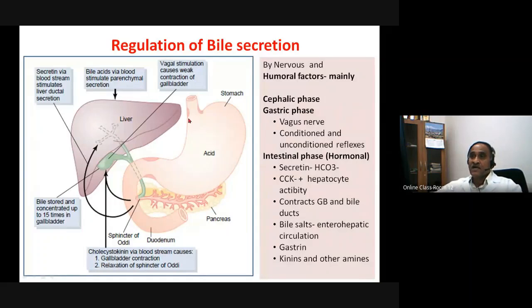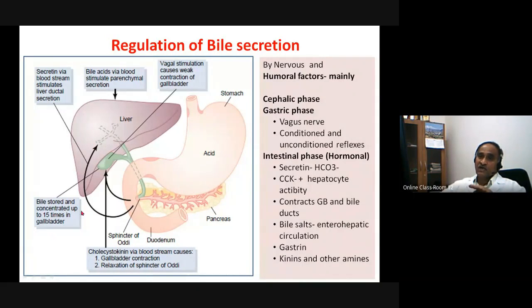Here you can see that vagal stimulation causes a weak contraction of the gallbladder. I have already said, this contributes very little. Bile acids via blood stimulate the parenchymal secretion, the enterohepatic circulation. Secretin via the bloodstream stimulates the liver duct system, and it will also activate the bile acid independent mechanism.